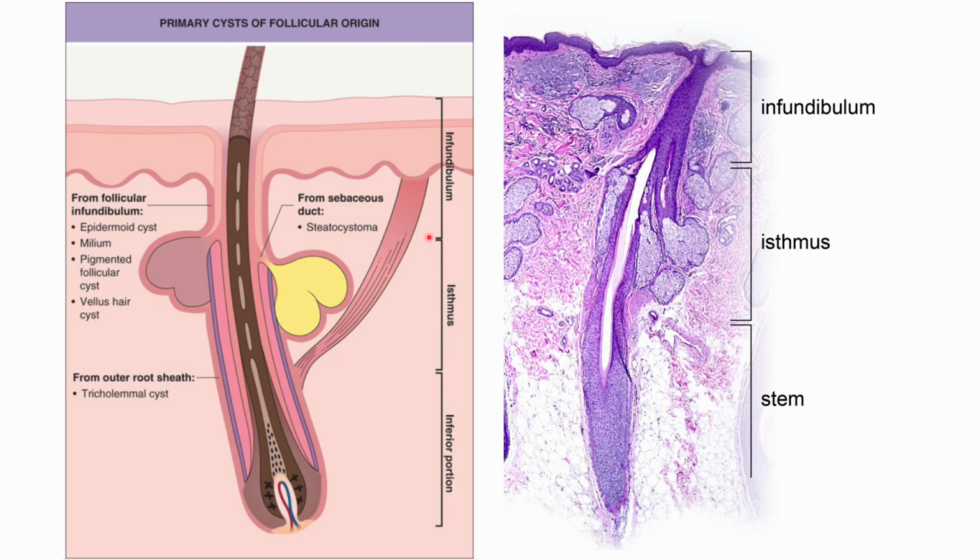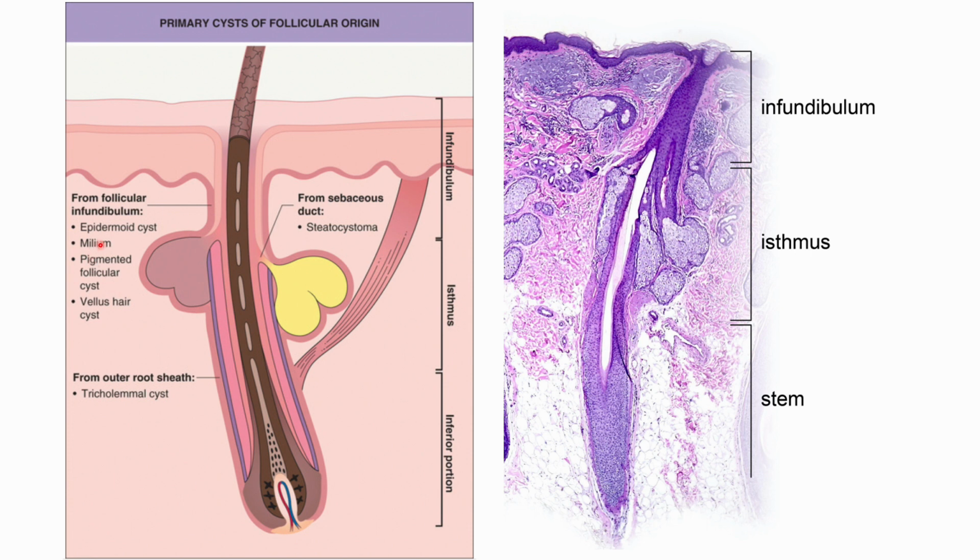In order to have a better understanding of the different types of cysts, we need to know the structure of our pilosebaceous unit. As the picture on the right shows, there are 3 portions: the infundibulum, the isthmus, and the stem. The picture on the left uses a cartoon to demonstrate the different portions. If the cyst is derived from the follicular infundibulum portion, it is most likely an epidermoid cyst, but also includes the vellus hair cyst and the pigmented follicular cyst, and the milia as well.